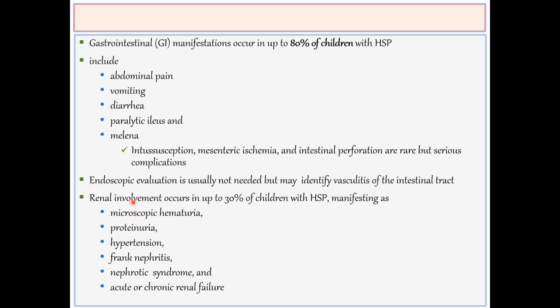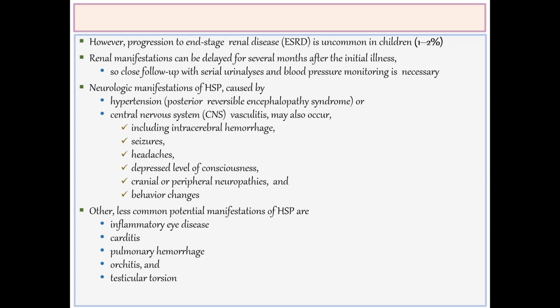Renal involvement occurs in up to 30% of children, manifesting as microscopic hematuria, proteinuria, hypertension, frank nephritis, nephrotic syndrome, and acute or chronic renal failure. However, progression to end-stage renal disease is uncommon in children, 1 to 2%. Renal manifestations can be delayed for several months after the initial illness, so close follow-up with serial urinalysis and blood pressure monitoring is necessary.